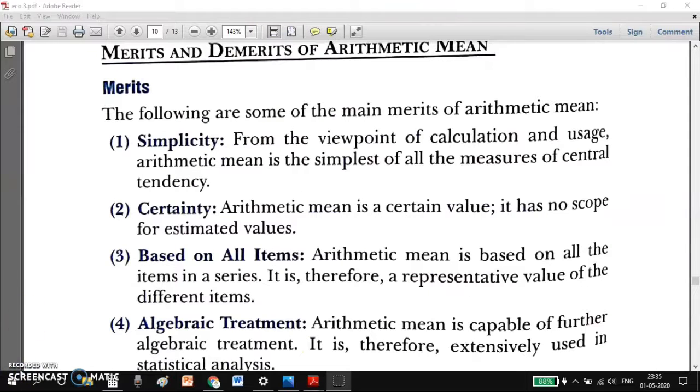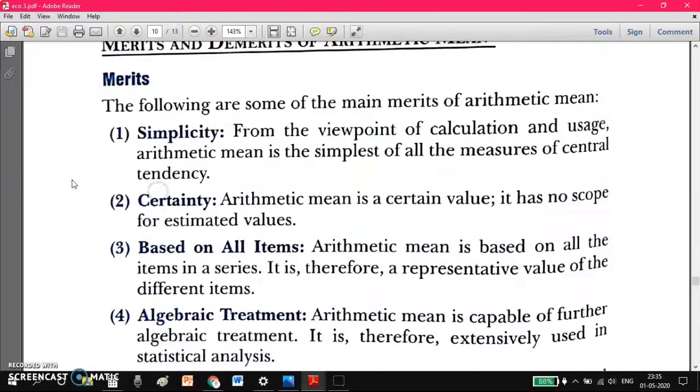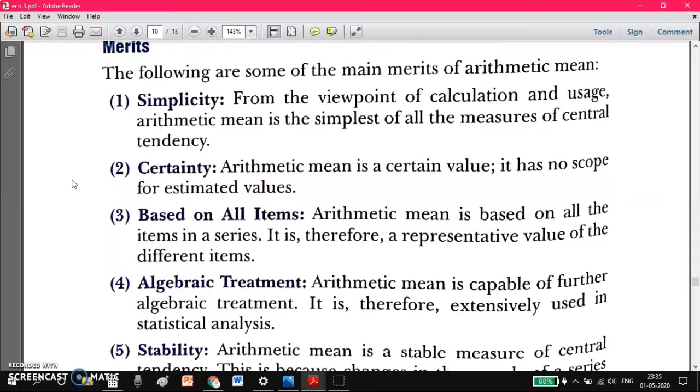Now we are moving on to the merits and demerits of arithmetic mean. First, simplicity. From the viewpoint of calculation and usage, arithmetic mean is the simplest of all measures of central tendency. It is simple, as you know there is a single formula which we often use, that is the direct method. Just a simple division. Of all the formulas of central tendency, arithmetic mean is the easiest.